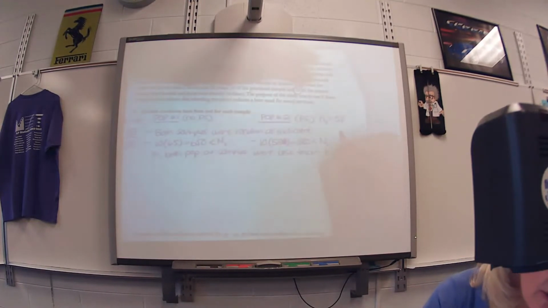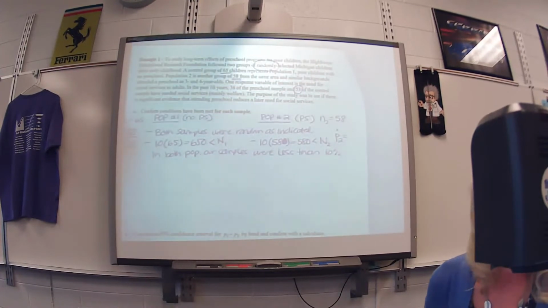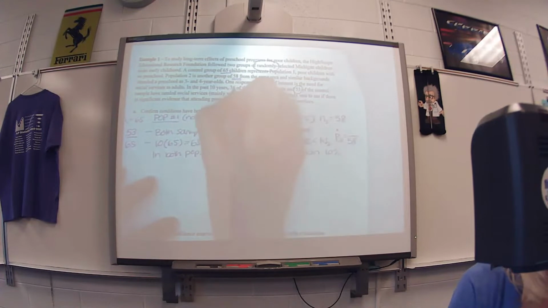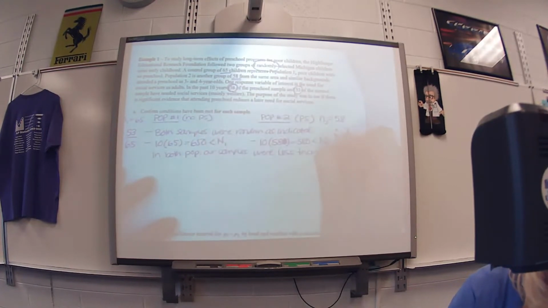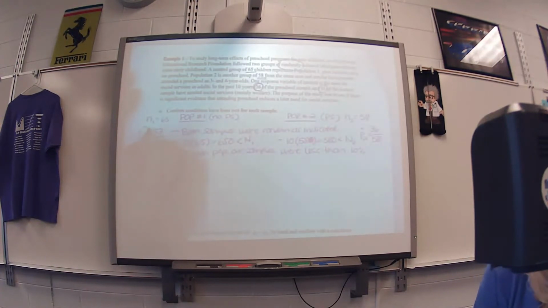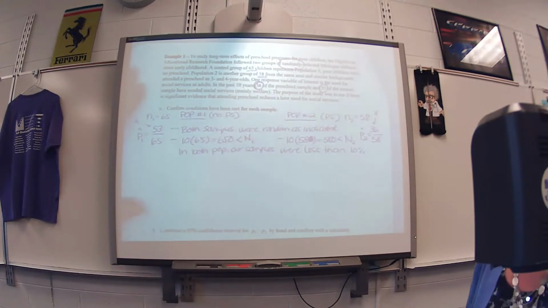And then I'm going to come over here and do the same thing. P hat sub 2 is going to be out of the 58, 36. And those, by the way, those are called your X values. That's the number of successes. You're going to need that when you get to the calculator, okay? These would be considered your X values. It's the number of successes.